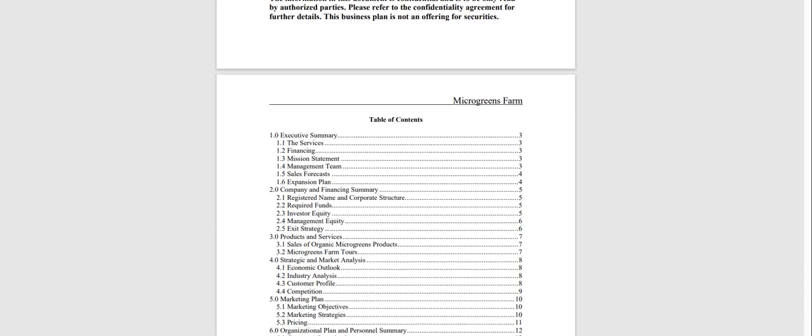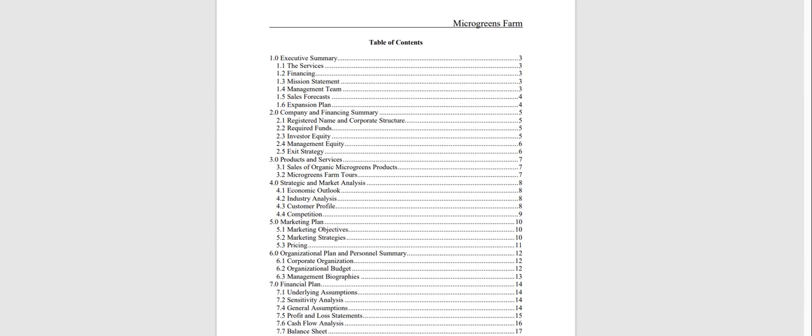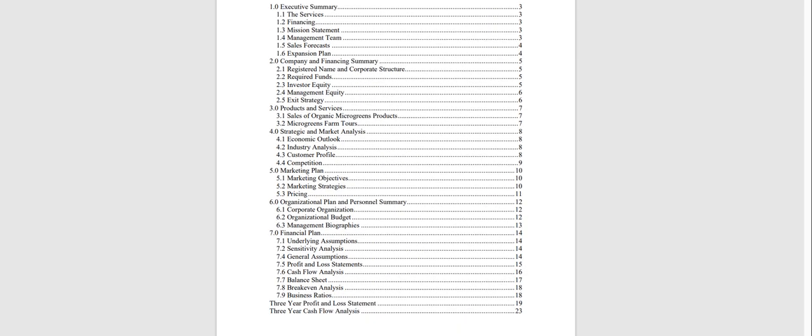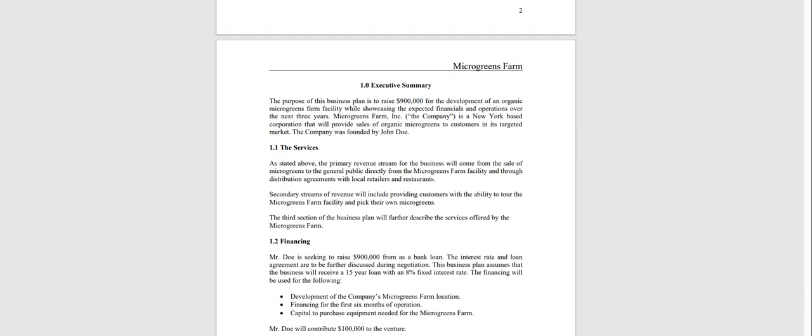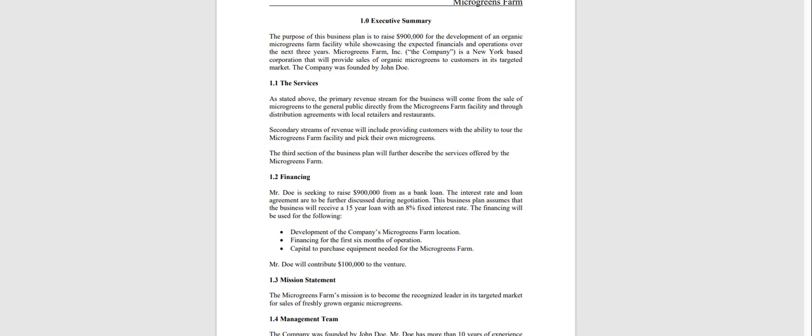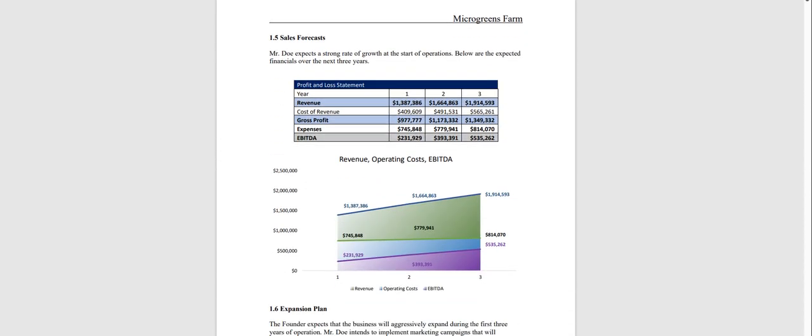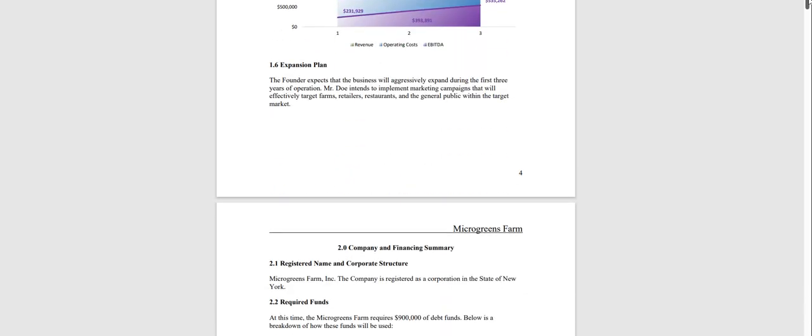Very quickly, I'm going to walk through the document and I'll show you the financial model. It has an automated table of contents, so as you add content, these page numbers will automatically update for you. It starts with the executive summary outlining the operations of your microgreens farm. And all of the charts and graphs that you see can be modified specific for the needs of your business.